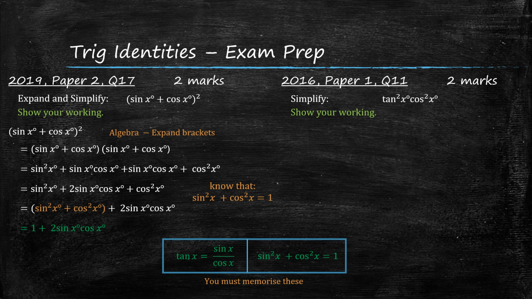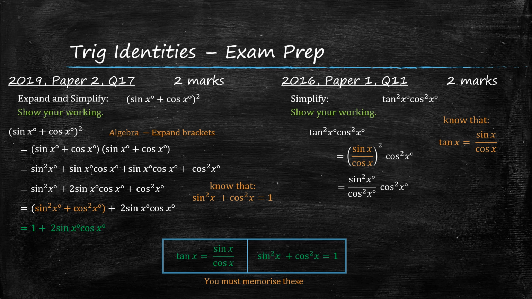In 2016 paper 1 question 11, also for 2 marks, we're asked to simplify tan squared x cos squared x, and we're asked to show our working. So let's do that. Tan squared x cos squared x, now we know that tan x equals sin x over cos x, so let's substitute that in. This gives us sin x over cos x all squared times cos squared x. Taking the square into the brackets, we have sin squared x over cos squared x times cos squared x. Now we can simplify this by cancelling like terms, and this gives us sin squared x, which is our simplified answer.